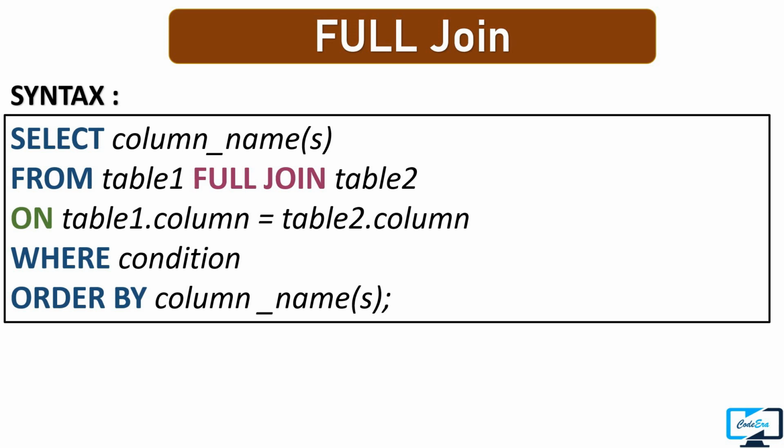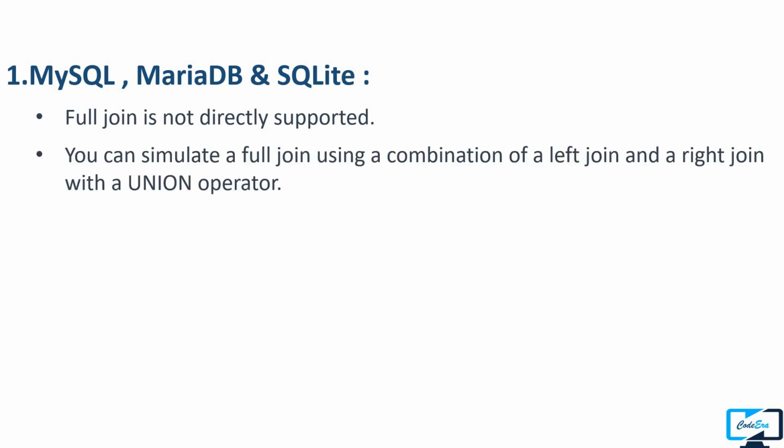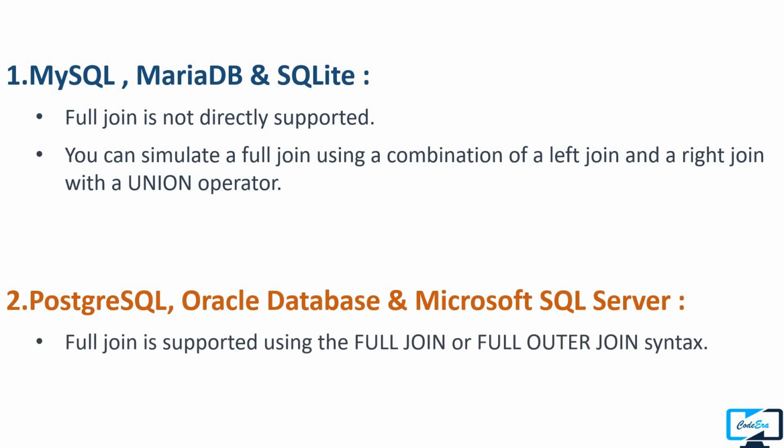But full join is not supported by all the DBMS. In MySQL, MariaDB and SQLite, full join is not directly supported. So we have to combine the results of left join and right join using the union set operator. While the full join or full outer join is supported by PostgreSQL, Oracle database and Microsoft SQL Server.